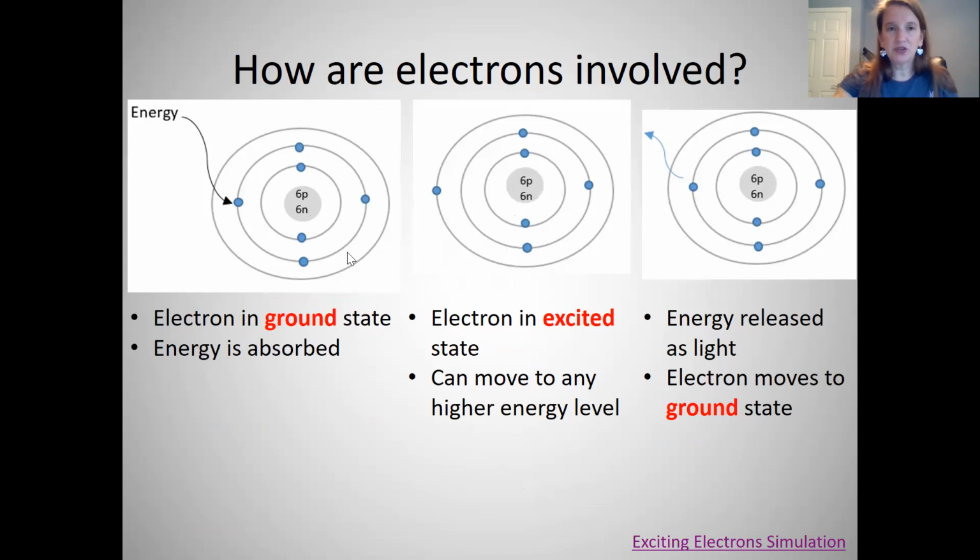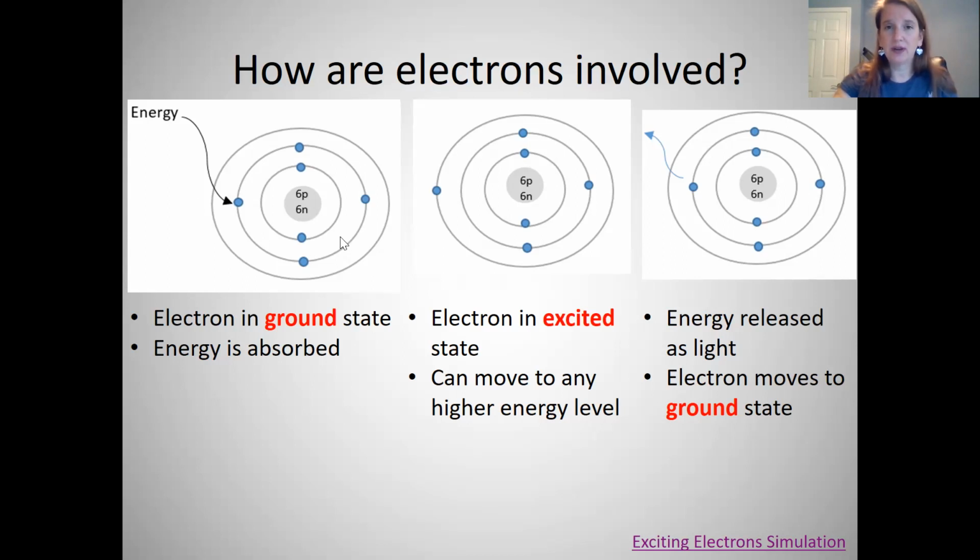This first picture here is called ground state because it doesn't take that much energy for those electrons to be there. That's as close to the nucleus as they can get, because we can't have more than 2 in that first energy level. So this has the lowest amount of energy for these electrons right here.